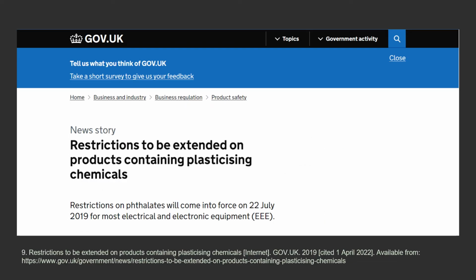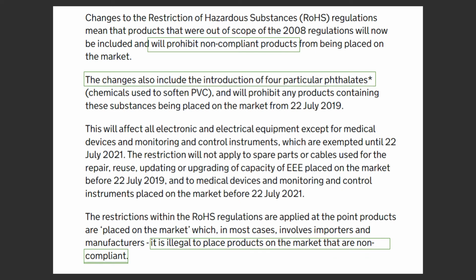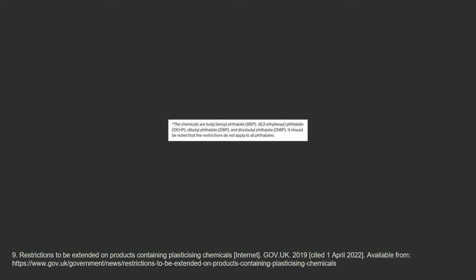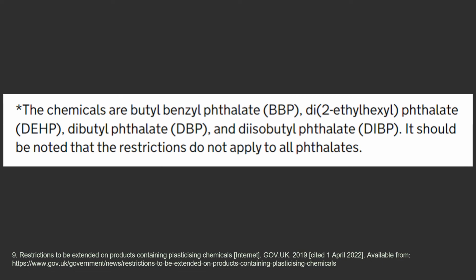This is the UK government article it published on the 17th of June 2019. And just to show you the relevant bits, sorry it's a bit of a wordy slide, it basically says that it will be illegal to sell plastic products containing those 4 phthalates. And just to prove to you that I'm not lying and it's definitely the phthalates that I just showed you, here they are referenced at the bottom of the article.